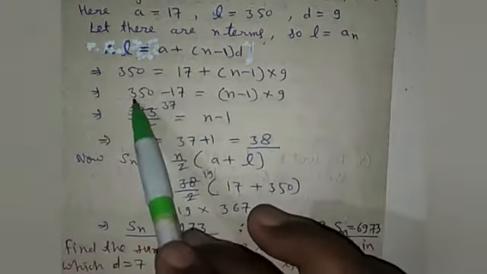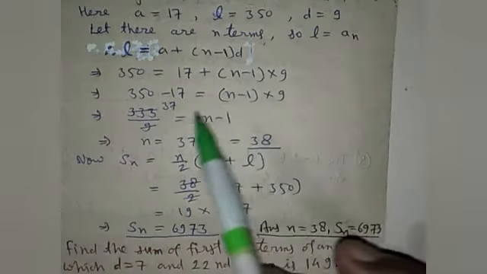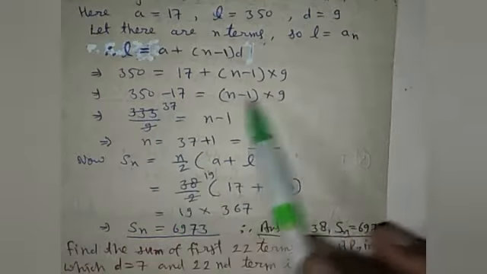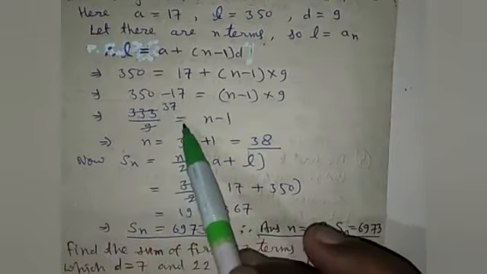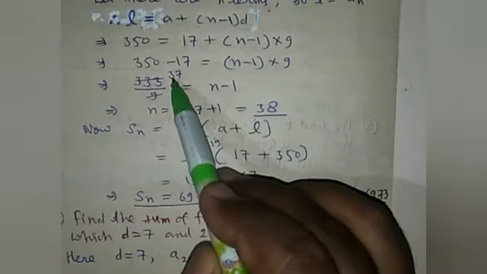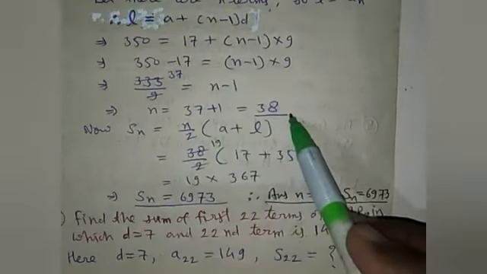Now 350 minus 17 is equal to n minus 1 into 9. So here difference is 333. Now dividing by 9, we will get here n minus 1. So here n minus 1 is equal to 37. So n will be equal to 37 plus 1, that is equal to 38.